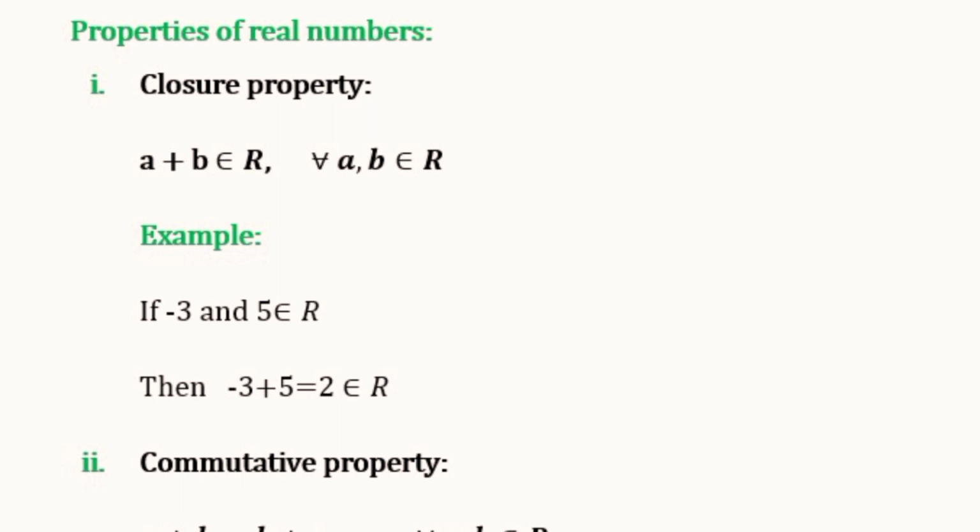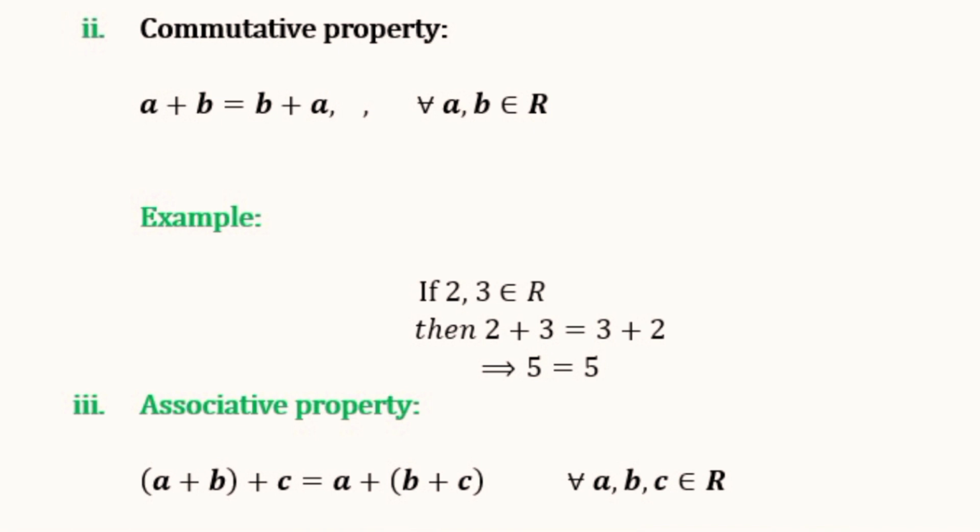Next property is commutative property. We have two real numbers a and b. Then commutative law holds. What is commutative law? a plus b equal to b plus a. It is verified in real numbers. Look at an example. We have two real numbers 2 and 3. If we add them, 2 plus 3, we get 5. If we add 3 plus 2, then again we get 5. So commutative law is valid with respect to addition in real numbers.